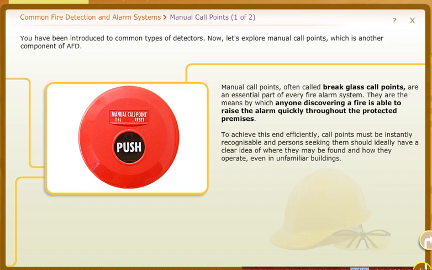Manual call points, often called break glass call points, are an essential part of every fire alarm system. They are the means by which anyone discovering a fire is able to raise the alarm quickly throughout the protected premises. To achieve this end efficiently, call points must be instantly recognizable, and persons seeking them should ideally have a clear idea of where they may be found and how they operate, even in unfamiliar buildings.